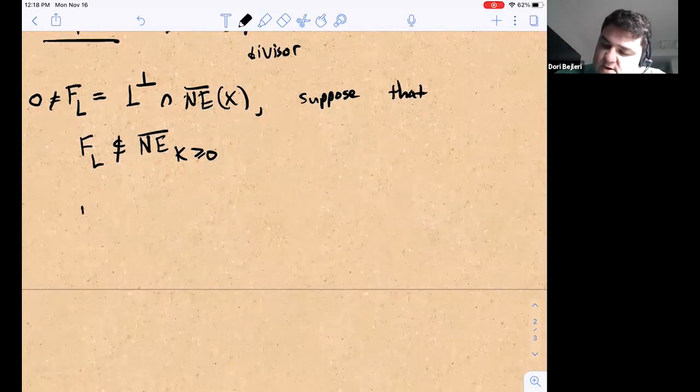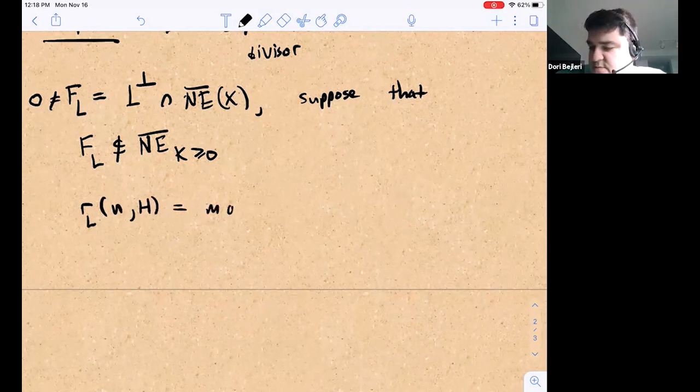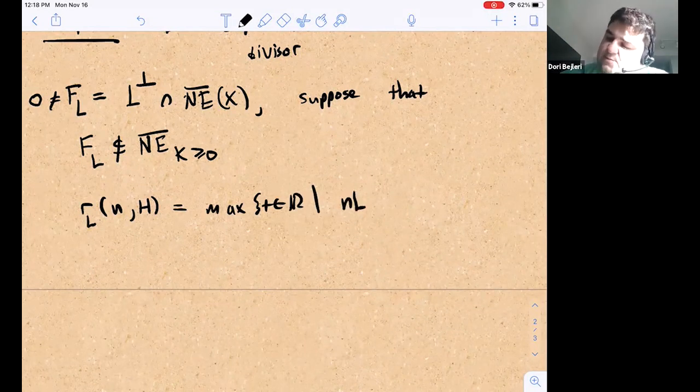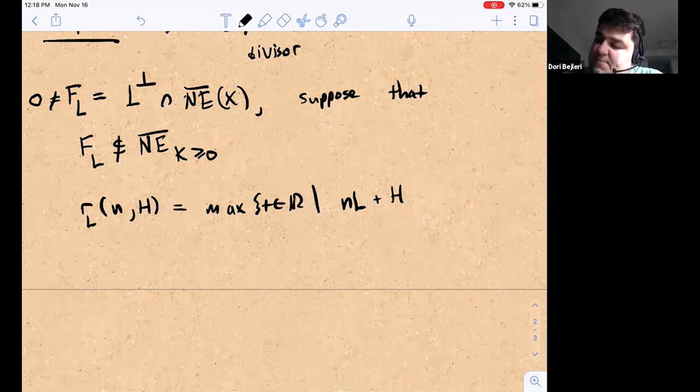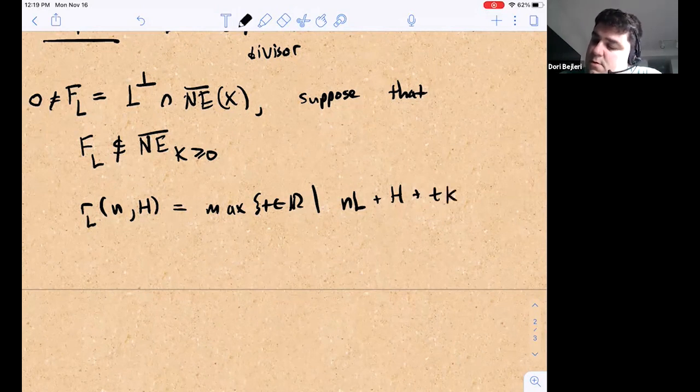So let's define R_L and H to be the supremum, or the max, over t in R such that if we take N L, which is some nef divisor, plus H, well now N L plus H is big and nef because it's ample plus nef. Plus in our rationality theorem, we have t times K nef. So we take the threshold for this R_L, but let's divide this t by our common denominator M. So now t is actually an integer, is the point.